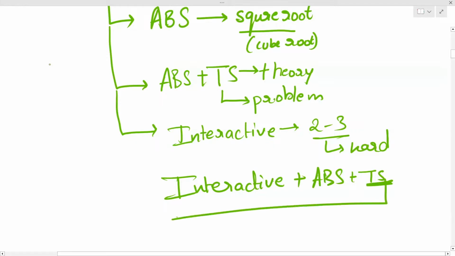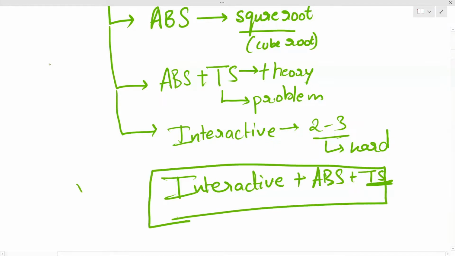So this will cover everything that you should know in binary search. So this is our goal today. This is what we're going to follow.